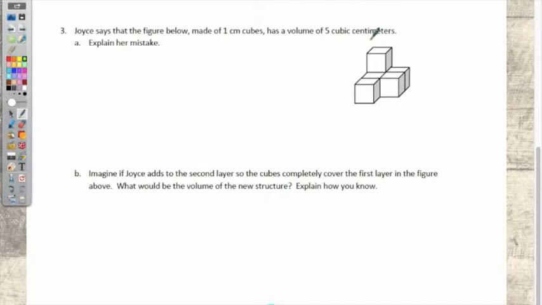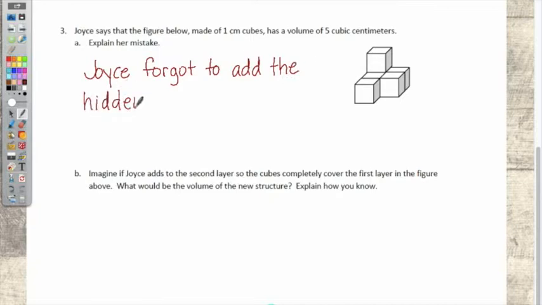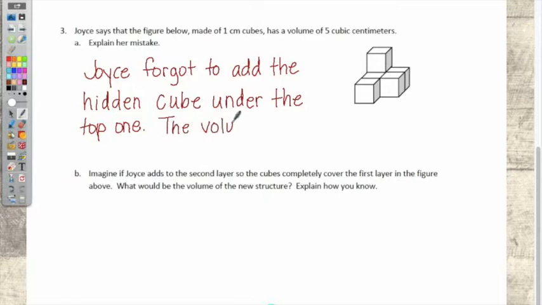Okay, it says, Joyce says that the figure below, made of 1 centimeter cubes, has a volume of 5 cubic centimeters. Explain her mistake. Okay, so there's a hidden cube underneath the top one, isn't there? Okay, so she forgot to add the hidden cube under the top one. So what is the volume of this? 6 centimeter cubes. Cubic centimeters.